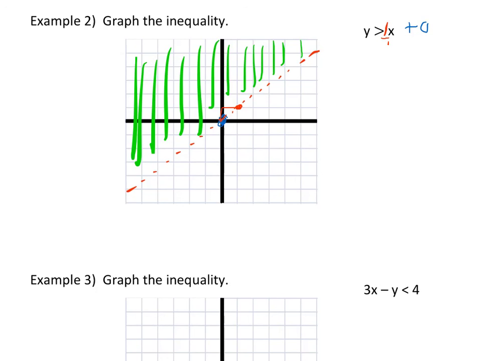So again, graph your line like you normally would in slope-intercept form. Look at the inequality to decide if it's going to be a solid line or a dashed line. And then also look at the inequality to see if you're going to shade above or below. This ends video 1.